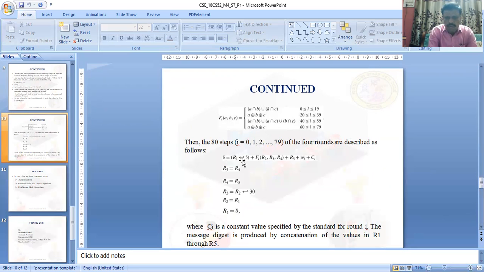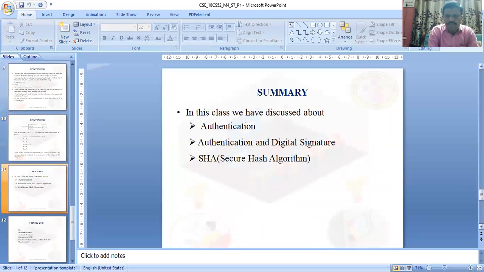In the four rounds, the registers are updated, with R5 taking the value of R4 and R3 taking the value of R2, and so on. K is a constant value specified by the standard for each round. The message digest is produced by concatenation of the values in R1 through R5. That's all about SHA. In this class, we have discussed authentication and digital signature, and the secure hash algorithm.